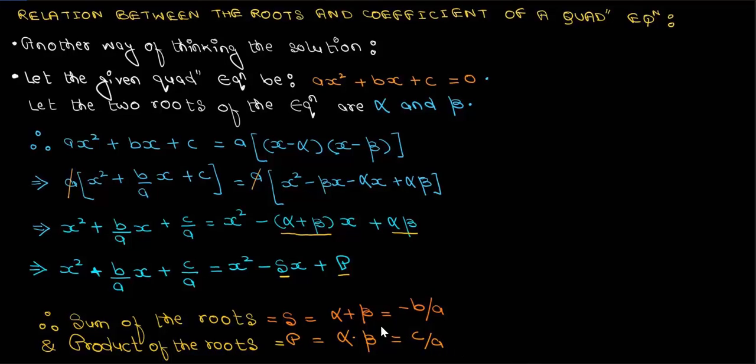which means product equal to c by a. So we can say that the sum of the roots alpha plus beta for any quadratic equation is minus b by a, and the product of the roots for any quadratic equation is always c by a. So this is the relation between the coefficients and the roots of the quadratic equation.